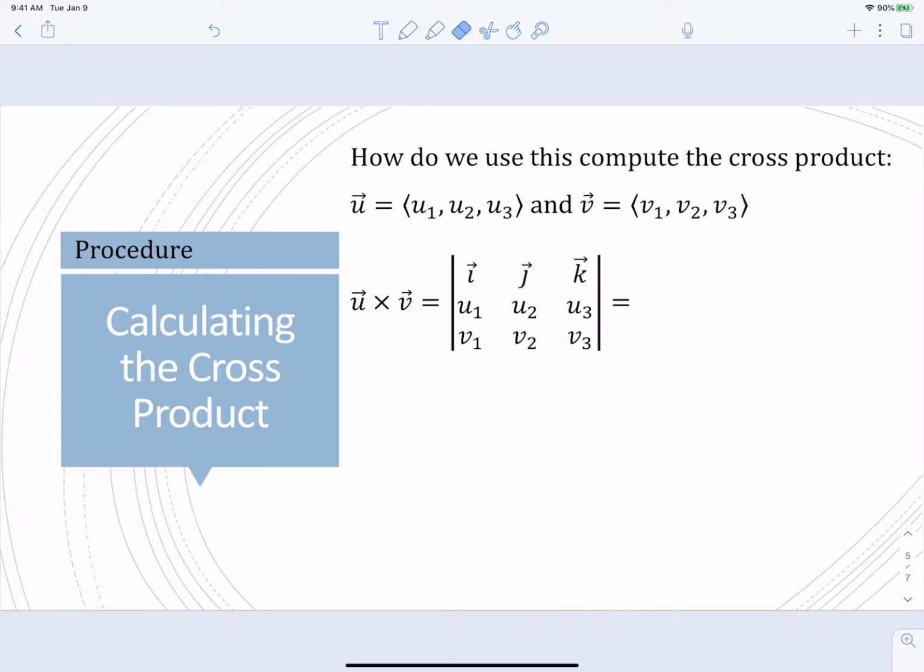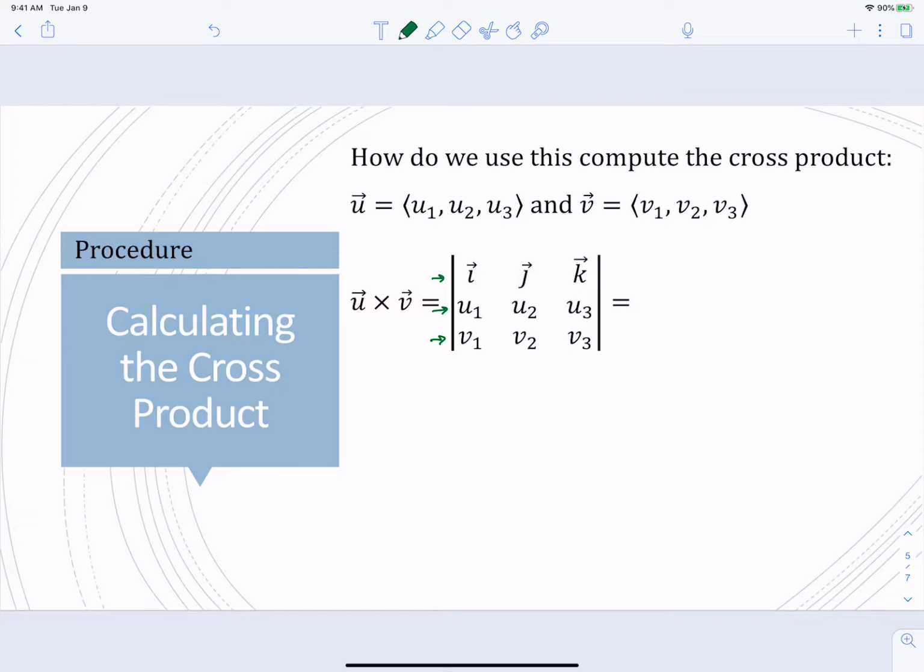So the first row of this matrix is just going to be our labels for those x, y, and z components, i, j, and k. And then in our matrix, the second row is going to be that vector u, so the first vector in our cross product. And then that last row is going to be that second vector in our cross product.